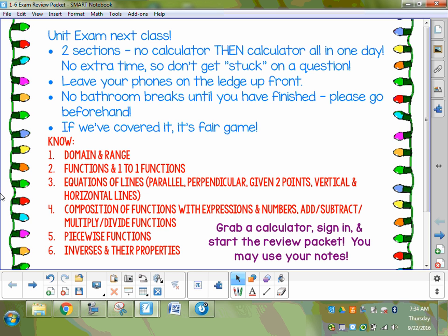If we've gone through and done it, it's a candidate for a question. The stuff that you need to make sure that you're familiar with is domain and range. We need to know functions and one-to-one functions, and all of that stuff that you did in Geo about equations of lines. You need to know compositions of functions with expressions and with numbers, that's when we take the inside function and plug it into the outside function. We need to know how to add, subtract, multiply, and divide functions. You need to know how to do piecewise functions, and you need to know about inverses and their properties.